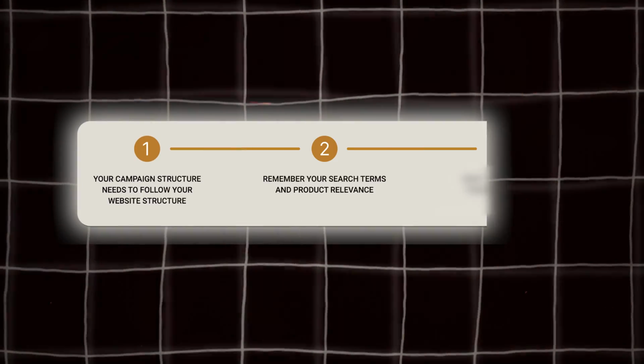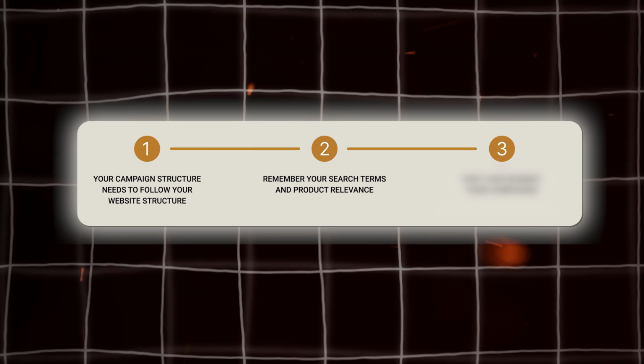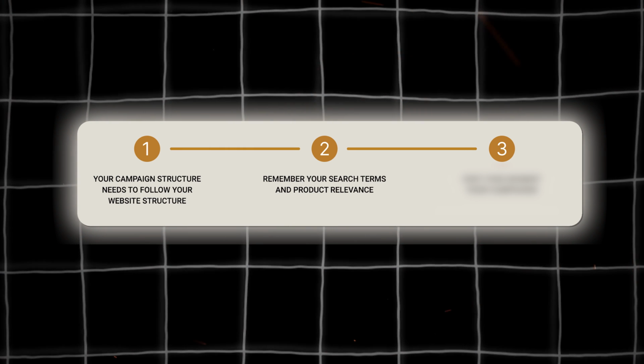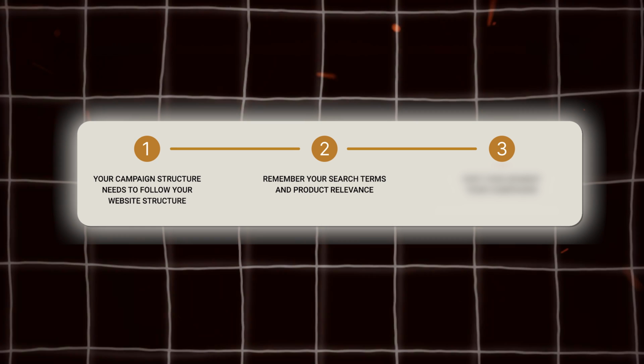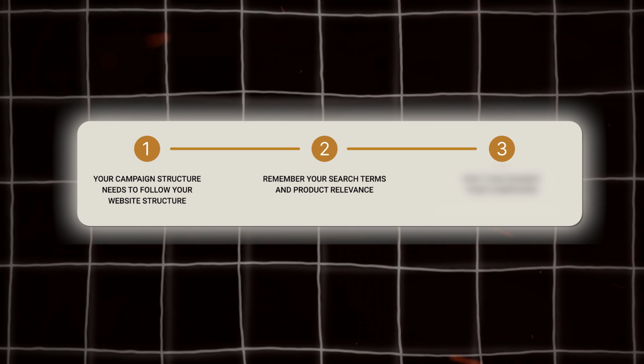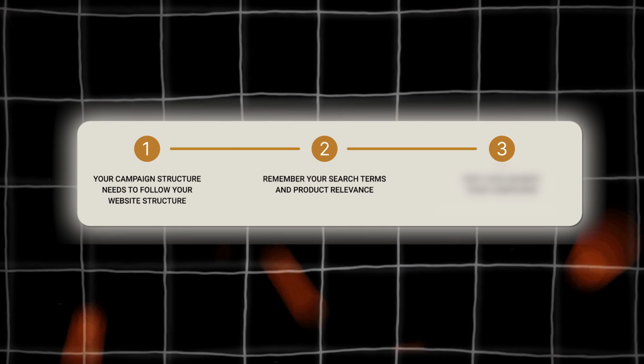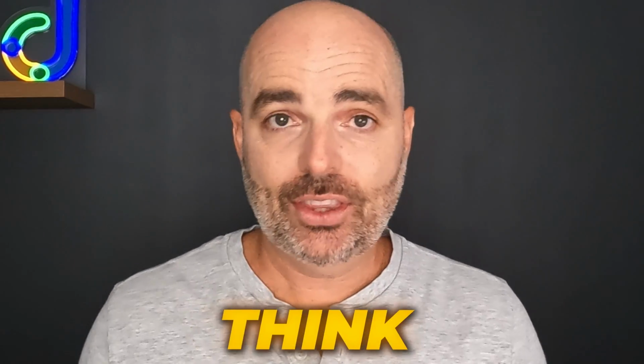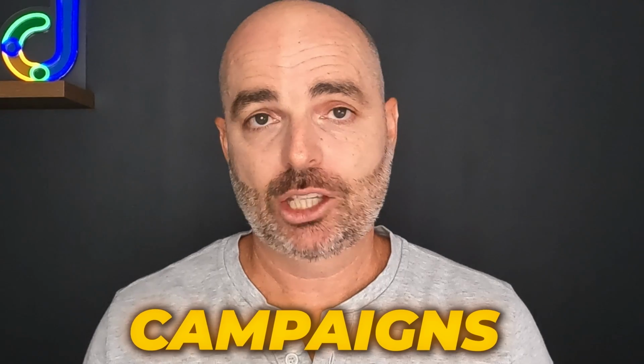So firstly, remember, you want to follow the structure of your website. Secondly, you want to take into account the search terms. So if you've got different product categories that are still targeting the same search terms, most of the times you would still want them together in the same campaigns. And then finally, don't over segment your campaigns. And this is especially true for e-commerce brands that only have one product category. Don't think that you need to have multiple campaigns for success.